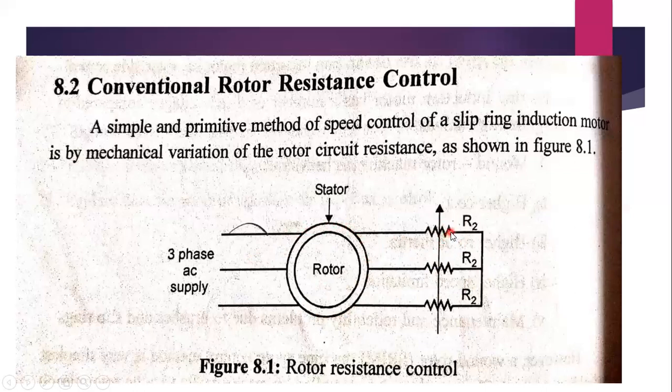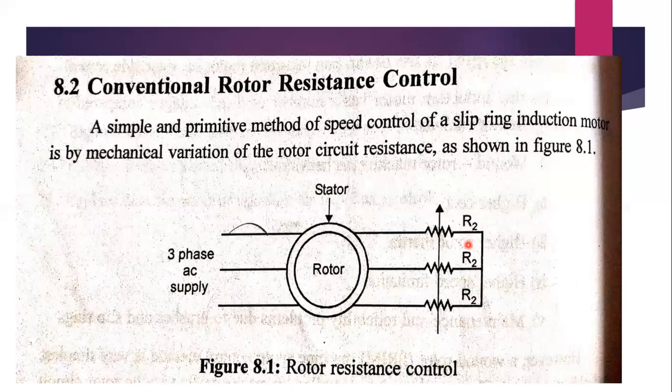The variable resistance is connected in a star manner into the rotor circuit. By changing the rotor circuit resistance, it is possible to change the starting torque of the induction motor. You can easily understand this from the speed torque characteristics of the rotor resistance control, which are related to the rotor resistance.